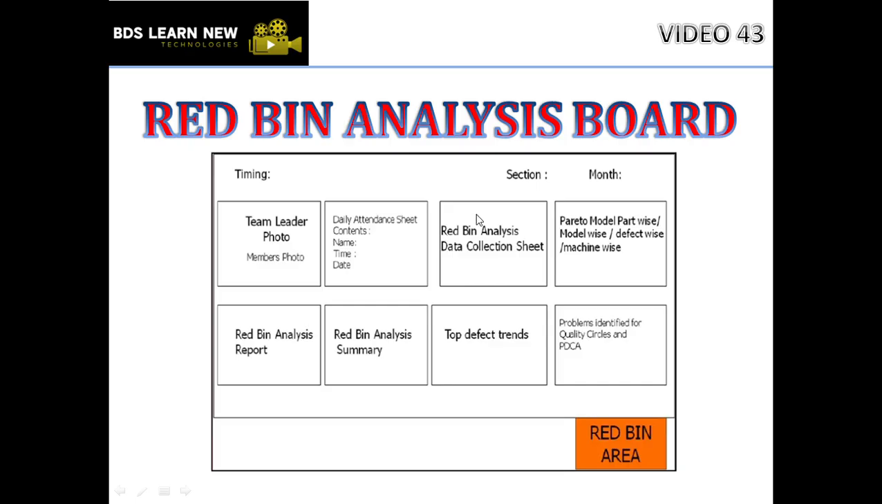Then we have the red bin analysis data collection sheet. Then we have to do the Pareto model, part wise, model wise, defect wise, machine wise. Then we have the red bin analysis report. Then we have the red bin analysis summary, top defect trends, then problems identified for quality circle and PDCA. We have to maintain this board at our meeting area for the red bin analysis, right?